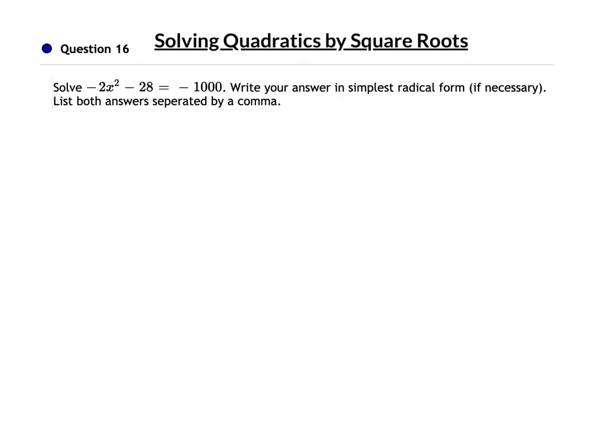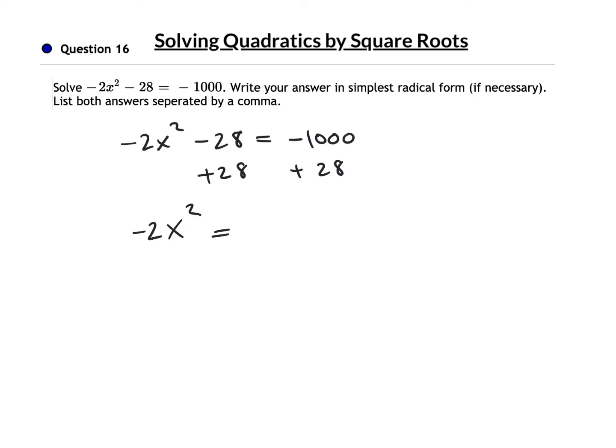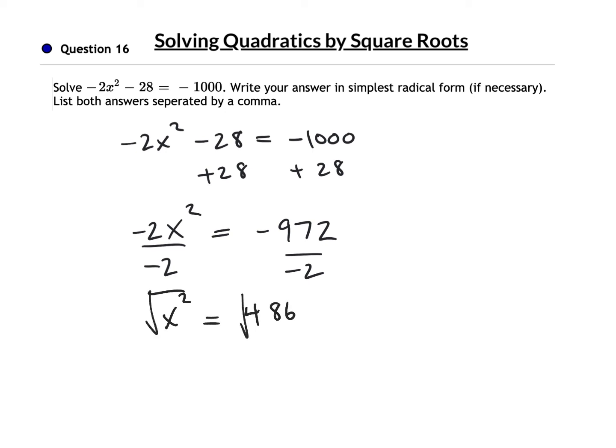Question 16. Let's solve for the square. We'll add 28 to both sides. This is negative 2x squared equals negative 972. Divide both sides by negative 2. We get x squared equals 486. Take the square root of both sides.